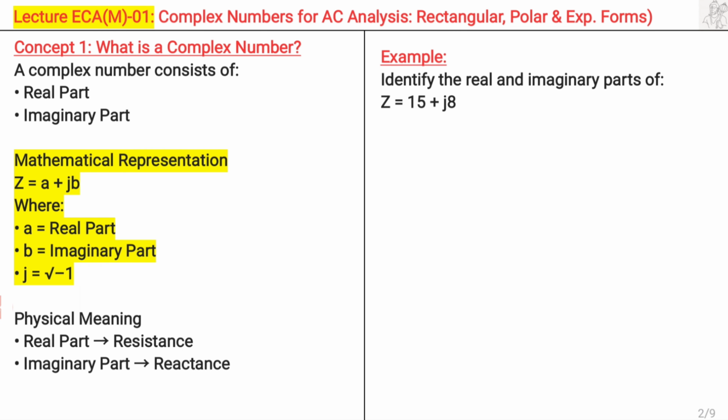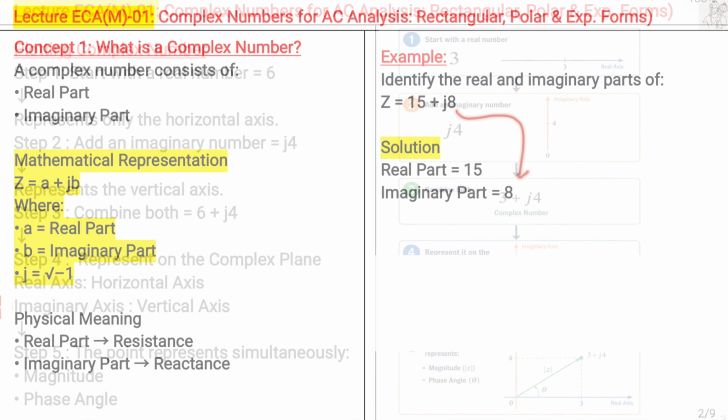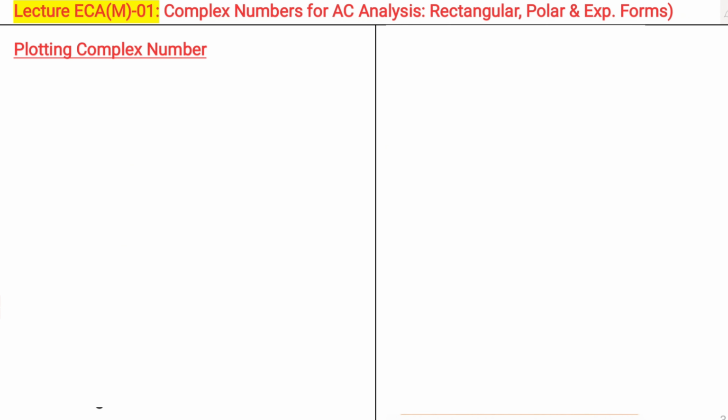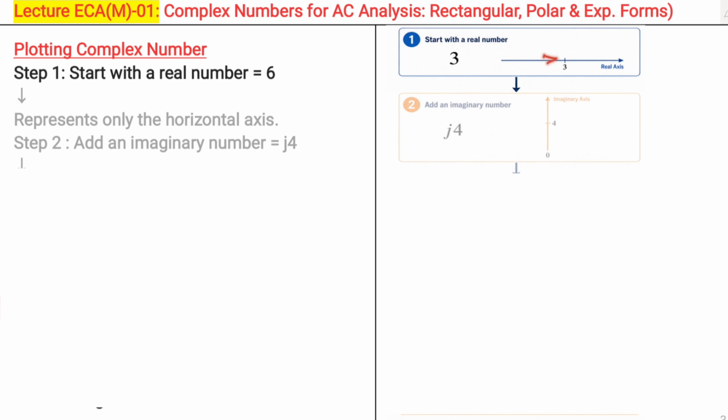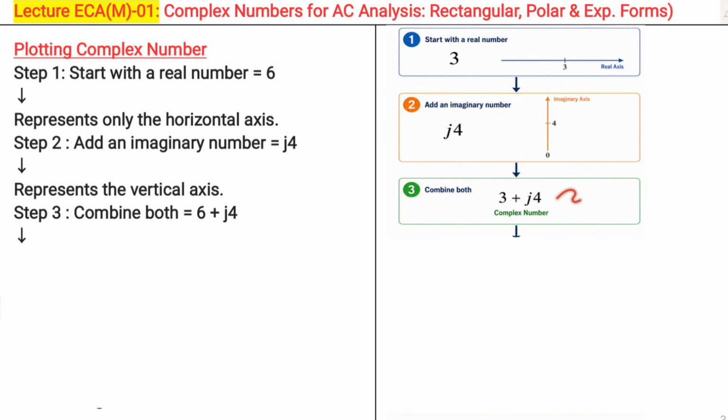So let's start with an example. The question is, identify the real and imaginary part of this number. Pause the video and solve this. So the real part is simply this value, that is 15, and the imaginary part is simply this value, that is 8. Now plotting the complex number, we start with the real part, which is plotted on the x-axis, then we plot the imaginary part on the y-axis, then we combine both.